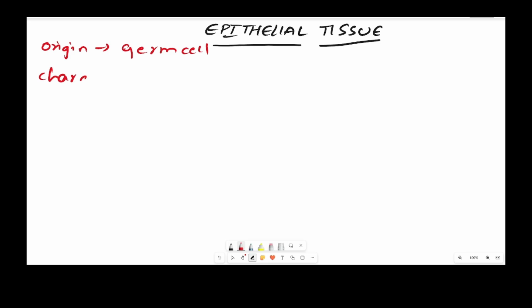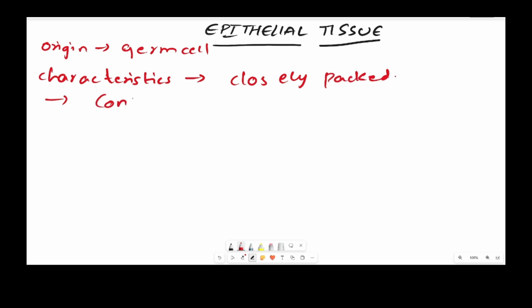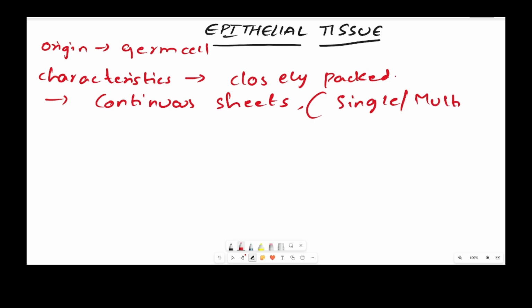Coming to its characteristics, this epithelial tissue is closely packed together. These are arranged in the form of continuous sheets. These sheets can be either single or in the form of multiple layers. Epithelial tissue is helpful for lining and covering almost all the organs in the body which are mostly subjected to frequent wear and tear.